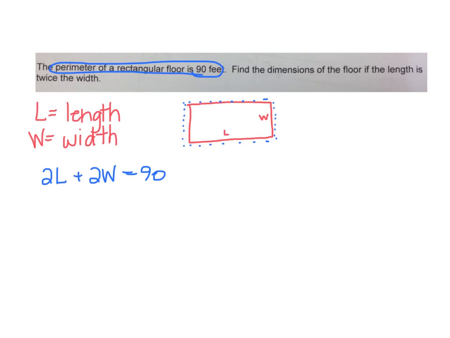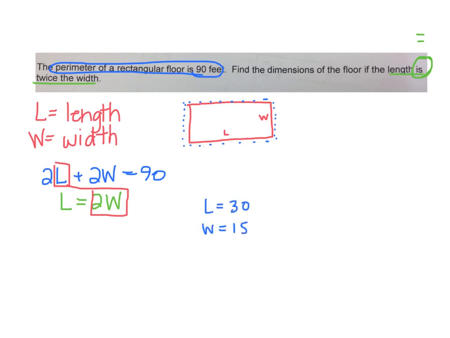The other piece of information they give me is right here. The length is twice the width. Remember, in math, "is" is such a huge word. Is in math is equals. So I'm going to write the length is 2 times the width. And I have set up my system. This is definitely a case of substitution. If L equals this, I'm going to substitute that in for L. You would get L is 30, W is 15. Remember, there are units on here, so that would be feet, and again, written in a complete sentence.